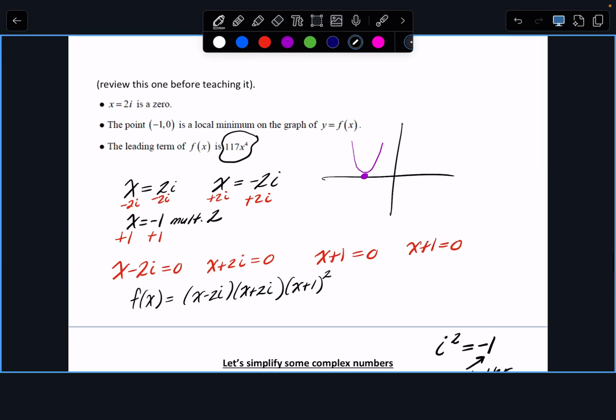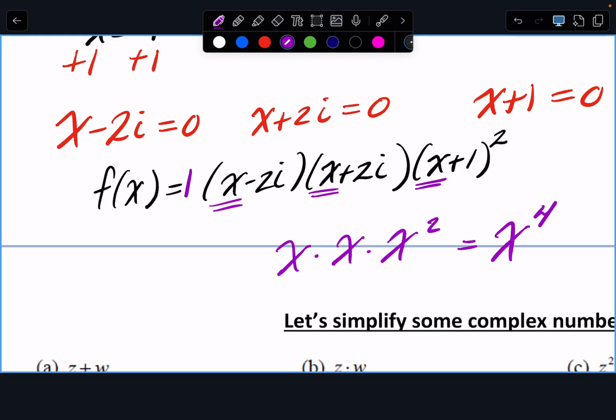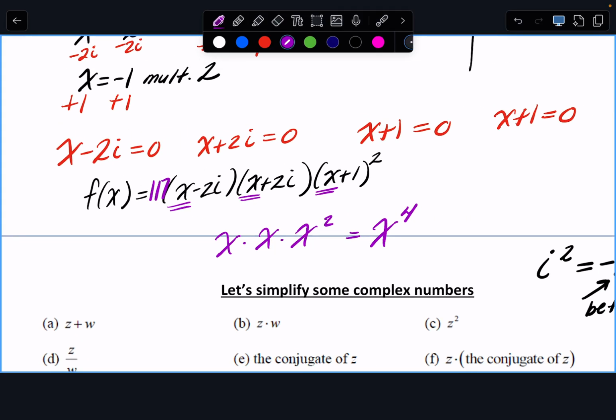Okay, so we've met the 0, we've met the local min. Now we just need to fix our leading term to be that. Ask yourself what it currently is. Isn't it x times x times x squared, everyone? Which is x to the 4th, so what do we need in front? It's that simple, 17. That will not change your solutions. It won't change your end behavior. It is positive. So yeah, we're good. There we go.